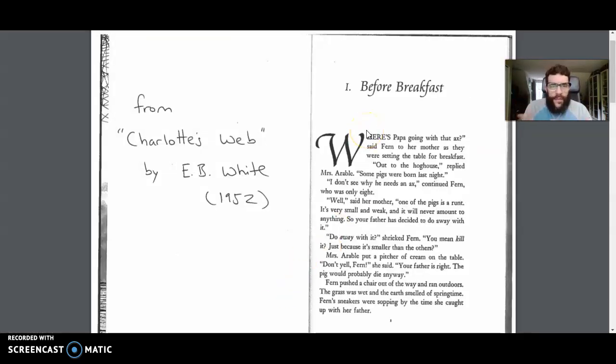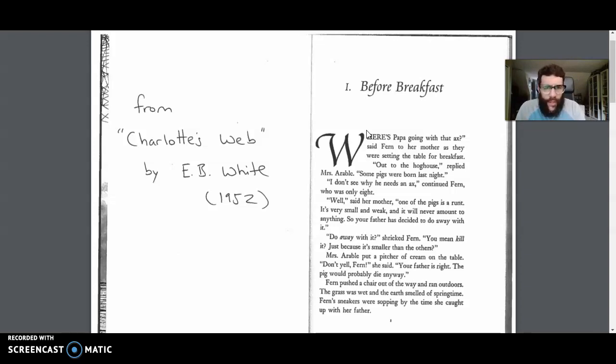We go on to say, "Out to the hog house," replied Mrs. Arable. "Some pigs were born last night." Goes on to say, "I don't see why he needs an axe," continued Fern, who was only 8. "Well," said her mother, "one of the pigs is a runt. It's very small and weak, and it will never amount to anything. So your father has decided to do away with it."